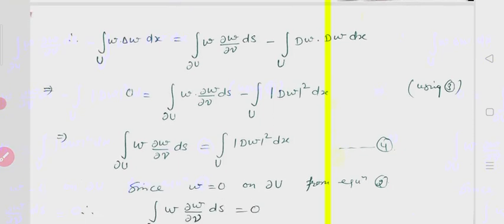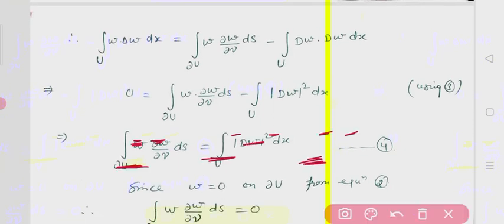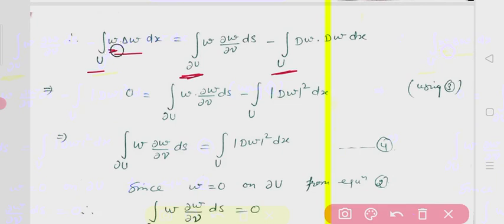So over here what we have w into delta w in U. Okay, so we are applying that integral over the boundary of U minus integral over U. So when you are taking integral over the boundary, that will be first function w into second function, it is the derivative of w over the derivative of nu ds.